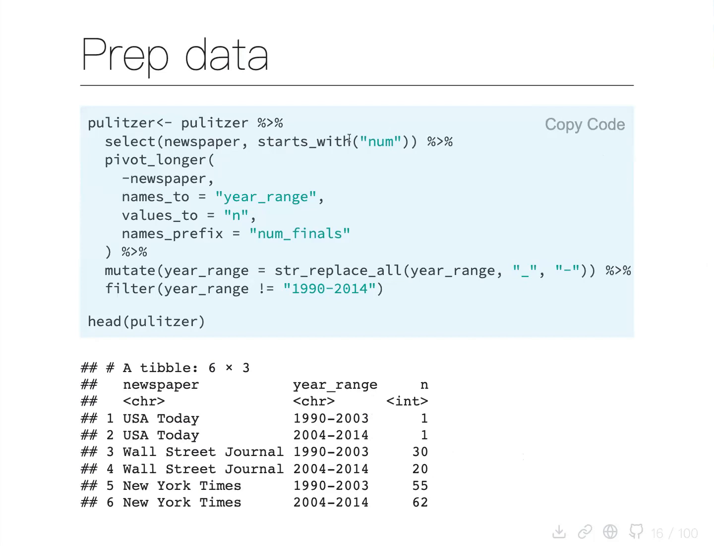Okay, then I'm going to pivot longer. I'm saying minus newspaper here. So that means basically we're going to include everything in the pivot except newspaper. I'm going to put the names to year range and the values to n.